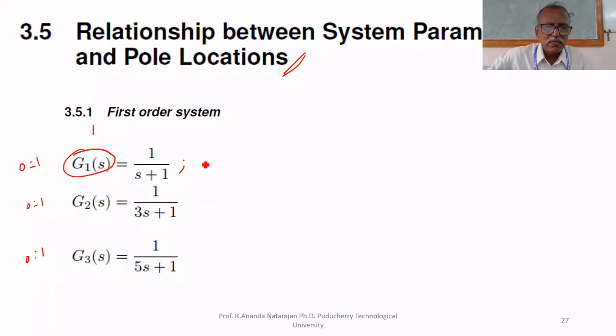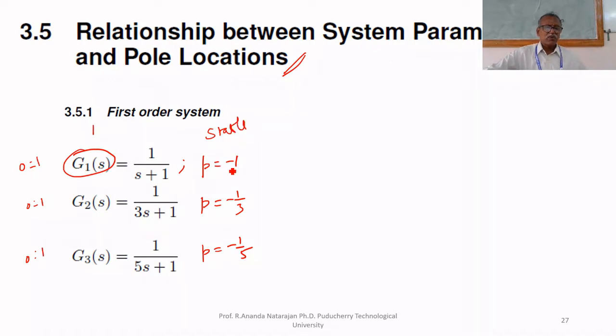Here, location of pole equal to -1. Here, location of pole equal to -1/3. Here, location of pole is -1/5. So, all in the left hand side, therefore, all the three systems are stable. All systems are stable, because here the pole is at -1, -1/3, -1/5.